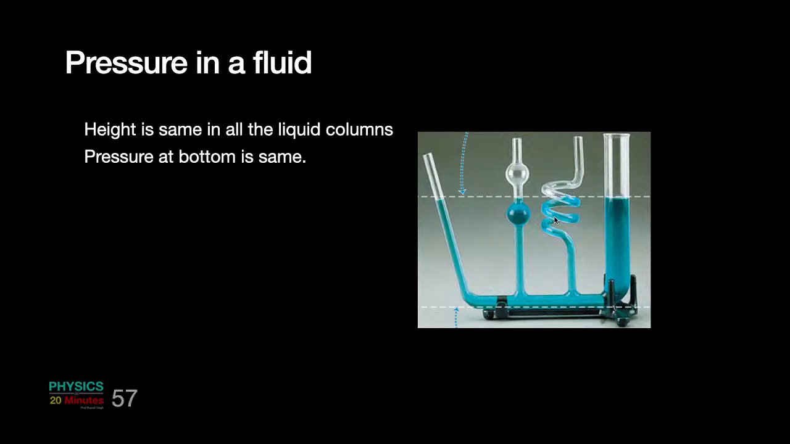At any point, for example, if you take a small element of this, then the length of the liquid column will have two components, the horizontal component and the vertical component. All the vertical components will add up to give you the height of the liquid column, and it is going to be the same in all the columns. Therefore the pressure at the bottom at this point and this point and this point is going to be the same, and that leads us to what is called Pascal's law.